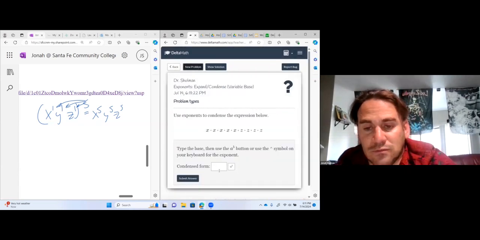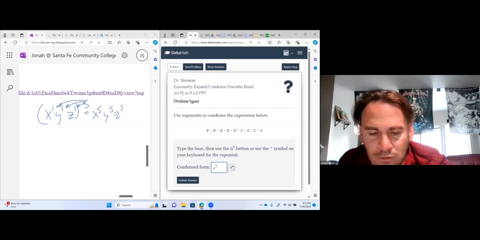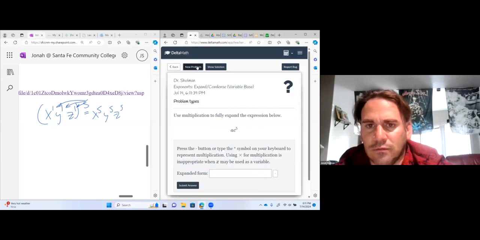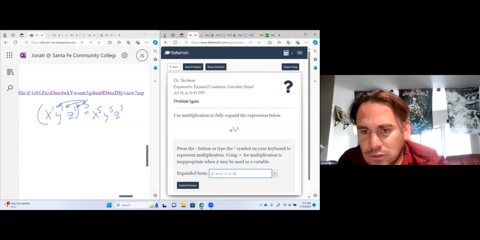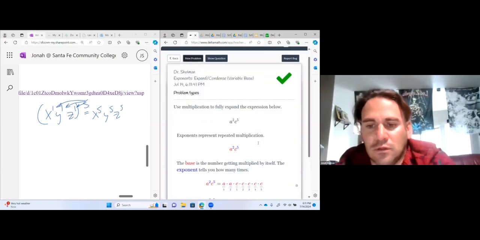Oh, now we have to condense. All right, so 1, 2, 3, 4, 5, x to the fifth. Then we have 1, 2, 3, 4, z to the fourth. Ta-da. All right, let's do a new one anyway. We just did that one. Oh, no, we didn't. So this is a times c times c times c times c times c. 1, 2, 1, 2, 3, 4, 5. That's the way they'd like it. Doesn't matter.